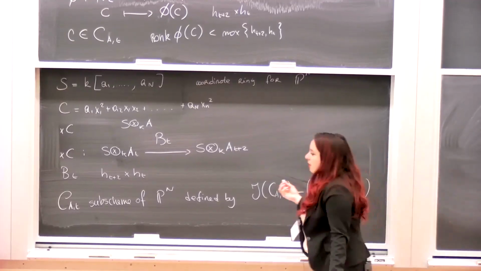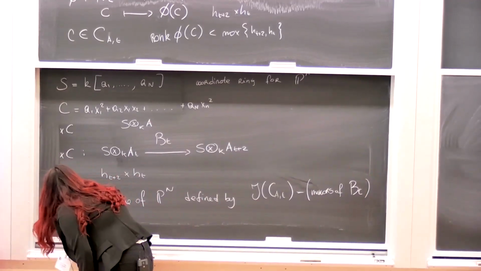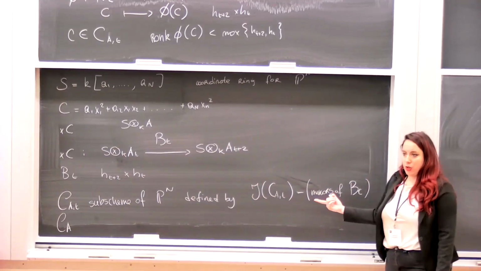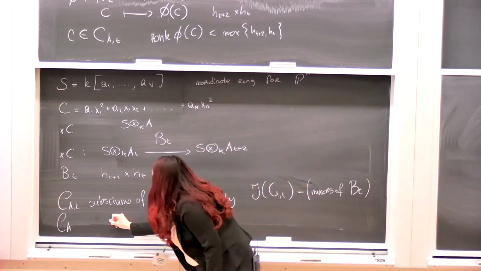And in the same way, I can define the non-Lefschetz locus in general as the subscheme defined by the intersection of all the ideals.